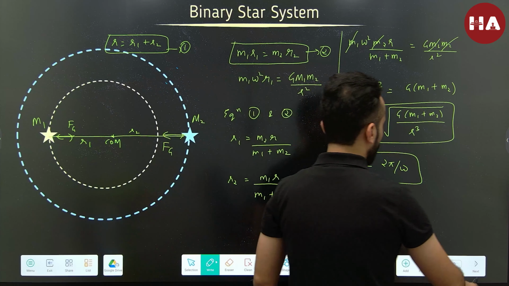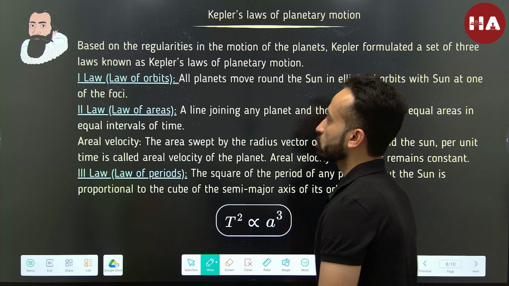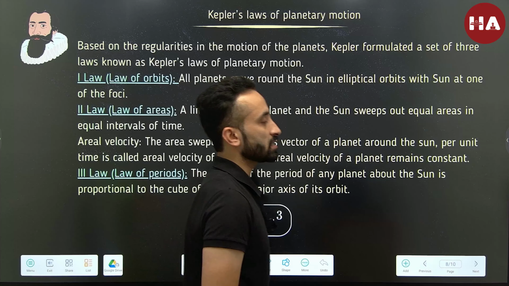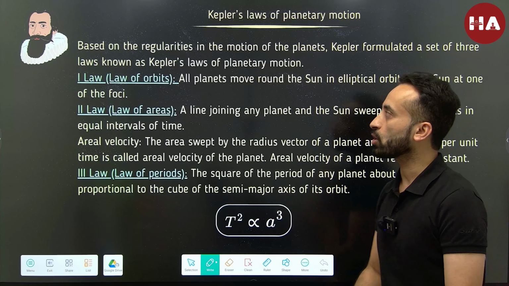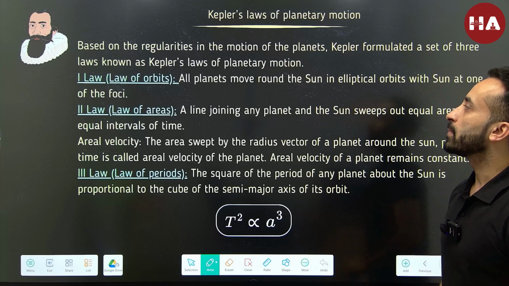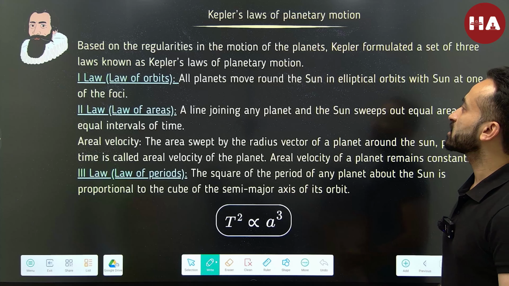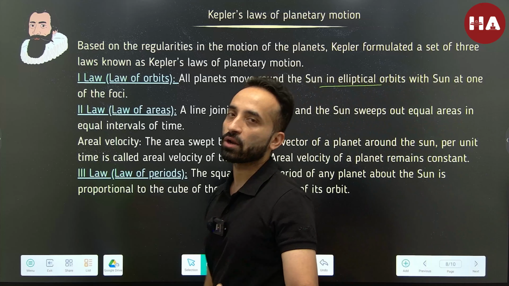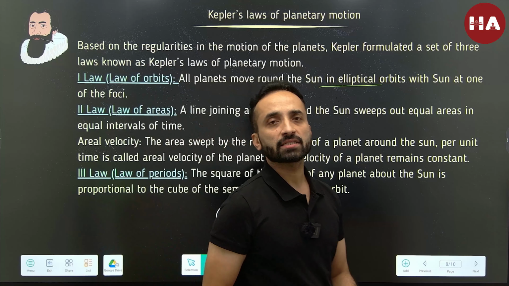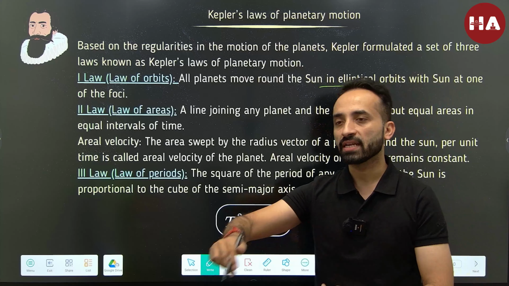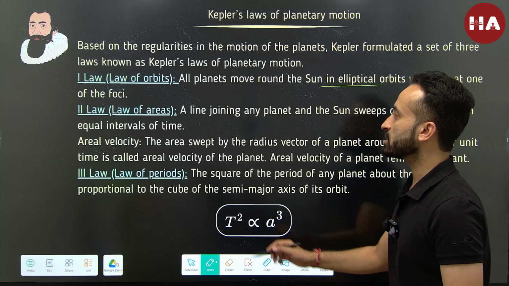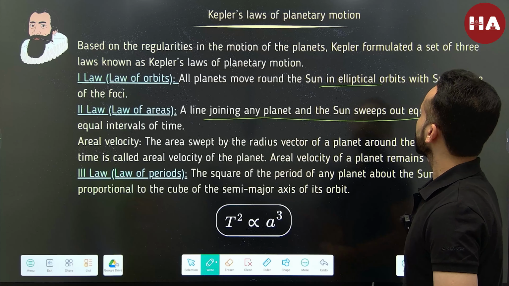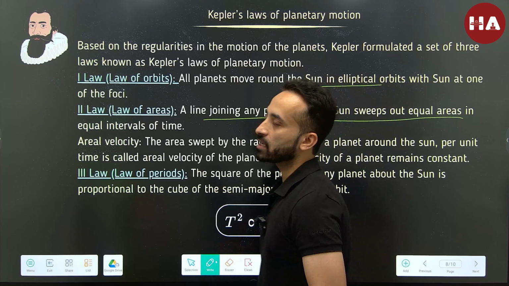All right, so now let's talk about Kepler's laws. Johannes Kepler, 1609, that is part of the 17th century, came up with these 3 laws. I'll quickly read them for you. First, all planets move around the Sun in elliptical orbits, with the Sun situated at one of the foci. You might be understanding what an ellipse is and what the focus of an ellipse is. Second, a line joining any planet and the Sun sweeps out equal areas in equal intervals of time.